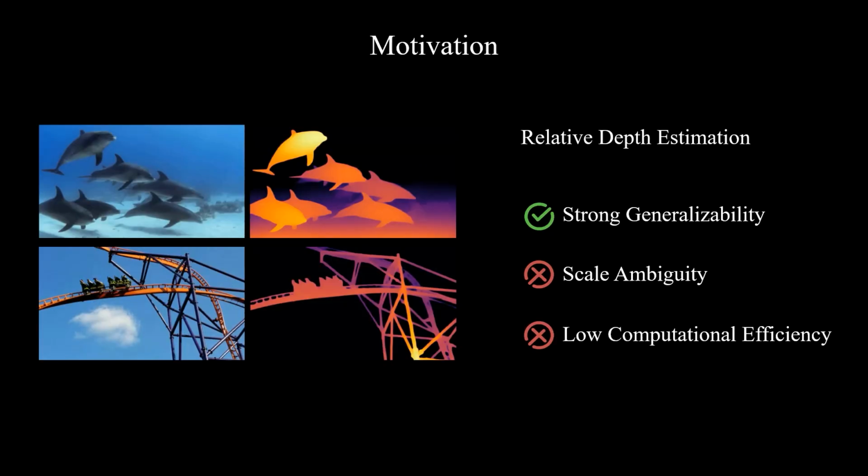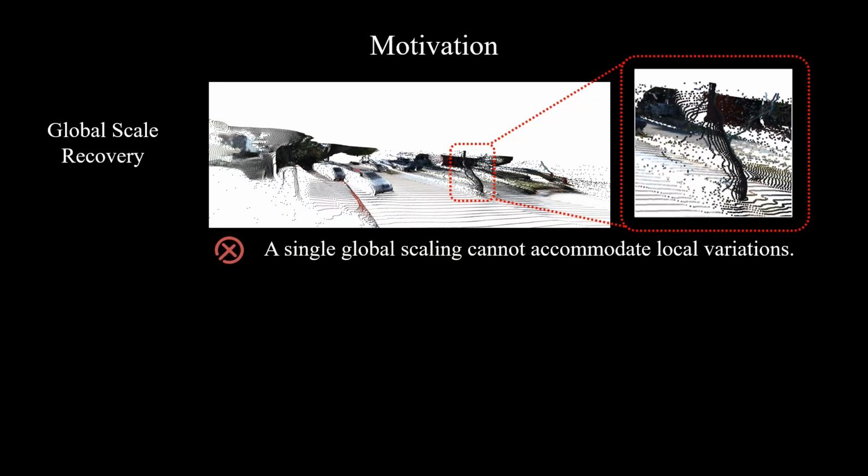Recent advances have markedly improved the cross-scene generalization of depth estimation, yet its practical applicability remains limited by the absence of metric scale and low computational efficiency. To resolve this scale ambiguity problem, a straightforward approach in previous studies leverages 3D point clouds to perform least squares optimization for global scale recovery.